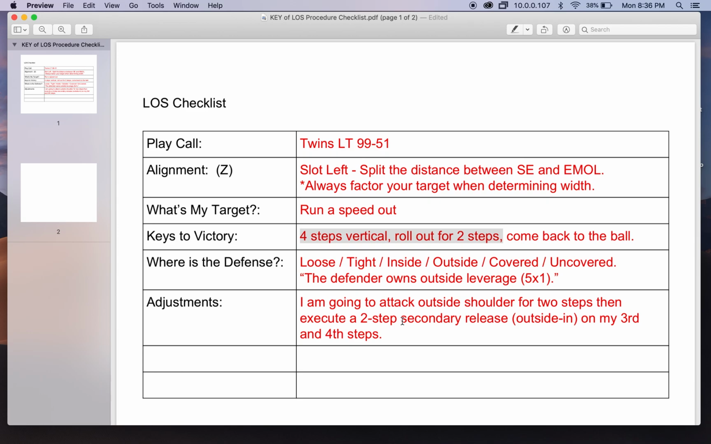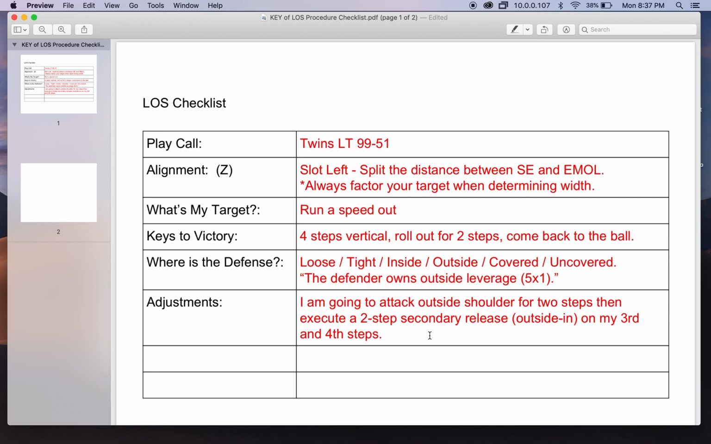Now, physically, that's hard. That's why we do those 45-degree cut drills with the cones. You need to be able to transfer your weight from your outside foot to your inside foot. And if you can do that very quickly, you can execute a speed out even though the defender has outside leverage against you. Okay? So that's it. And you're thinking to yourself, well, that's a lot, coach. Yeah, it is a lot.